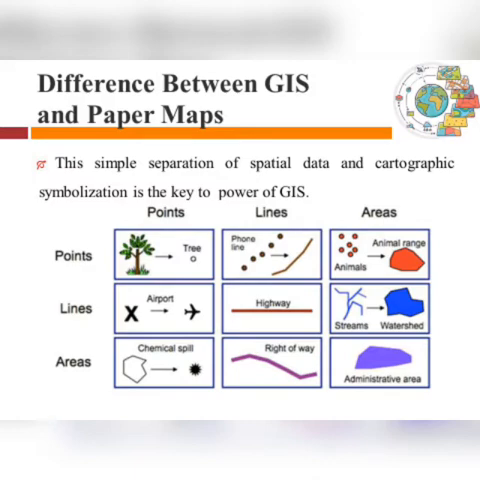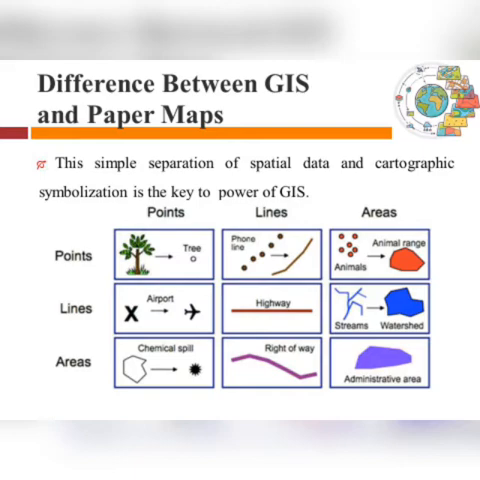We discussed a lot about spatial data and cartographic symbolization in the previous slides. Symbolization is nothing but a representation of lines, dots, or a closed boundary or an open boundary for trees, areas, roads, etc. This is known as symbolization.